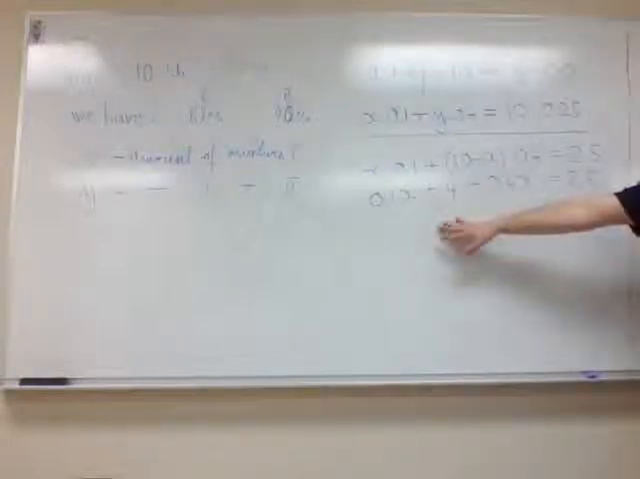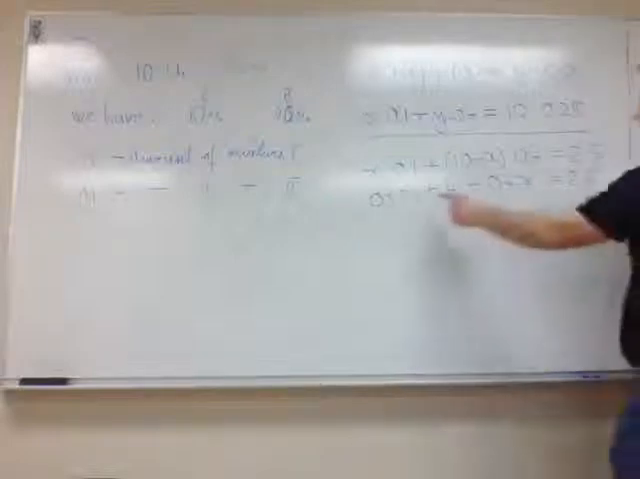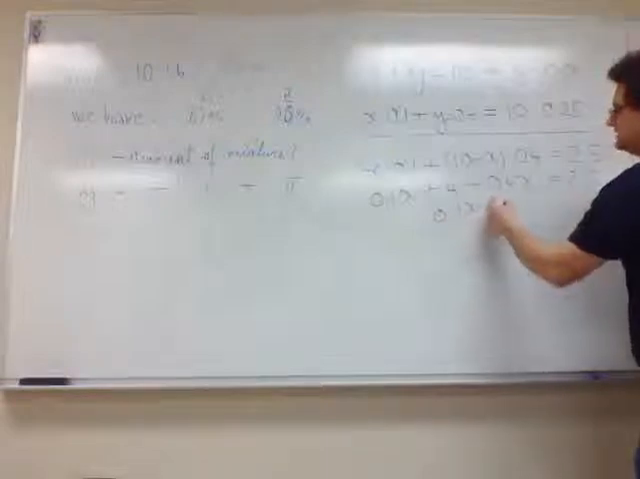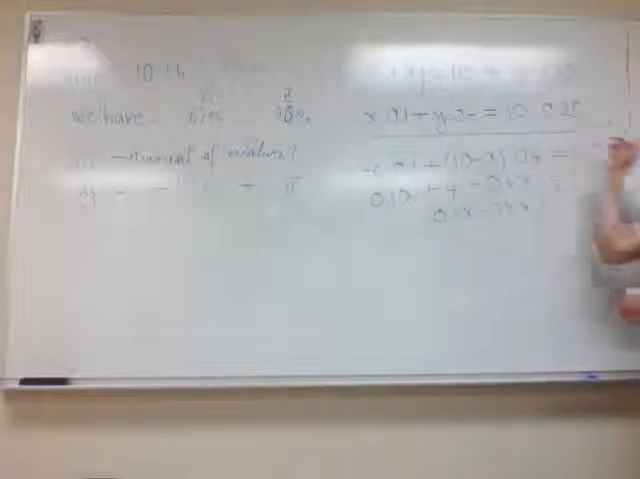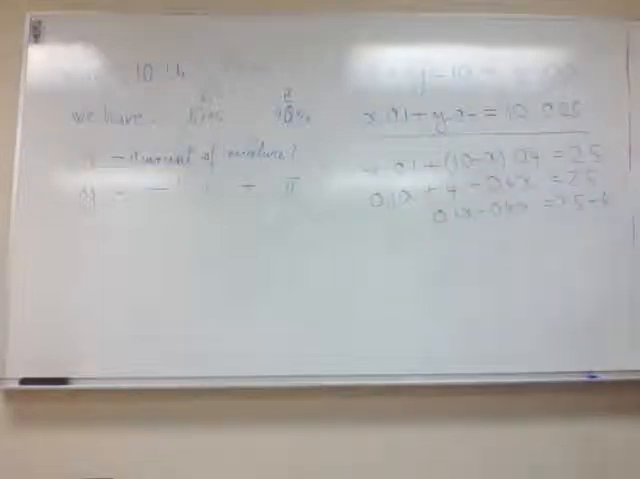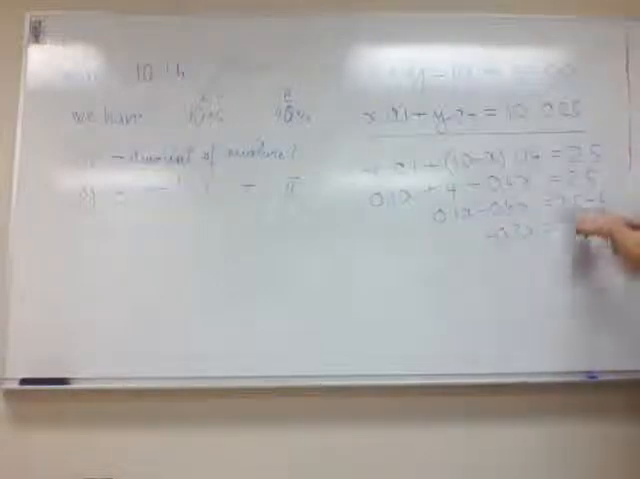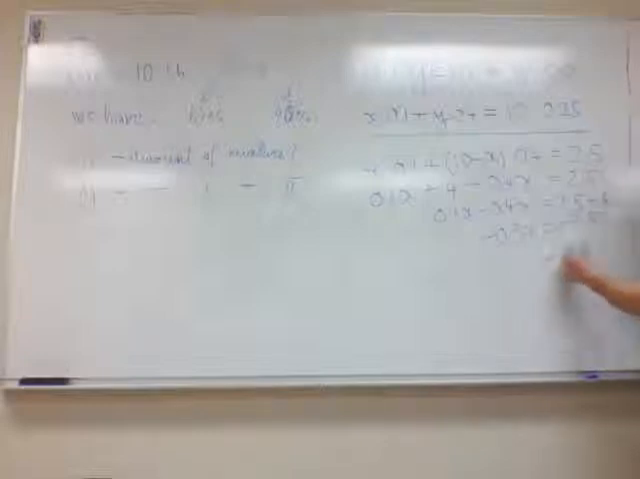Now we leave x on the left and move everything else to the right. So we have 0.1x minus 0.4x equals 2.5. When we move 4 to the right, we have minus 4. Now 0.1x minus 0.4x is minus 0.3x, and 2.5 minus 4 is minus 1.5. All right? So x is going to be minus 1.5 over minus 0.3.